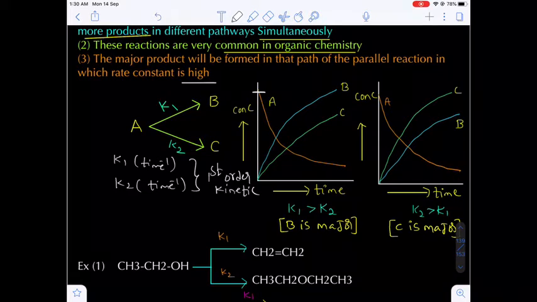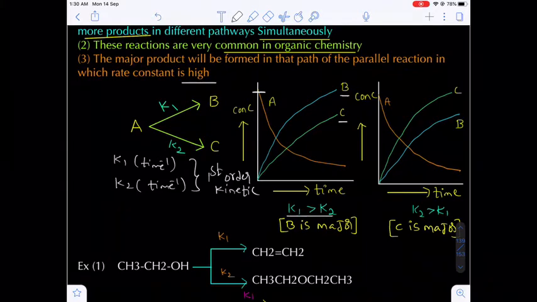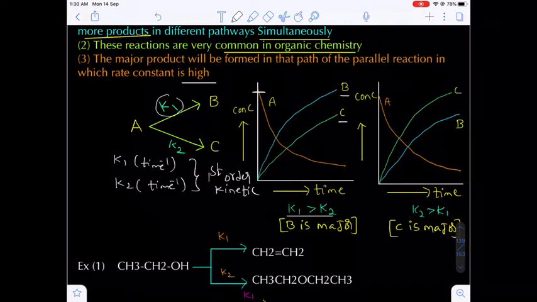Now in this graph, the B curve is upper as compared to the C curve. That means the rate constant K1 is greater than K2. If the rate constant K1 is greater than K2, in the sense the rate of formation of B from A, that is the transformation of A into B, is fast as compared to the transformation of A into C, because the rate constant K1 is very high.